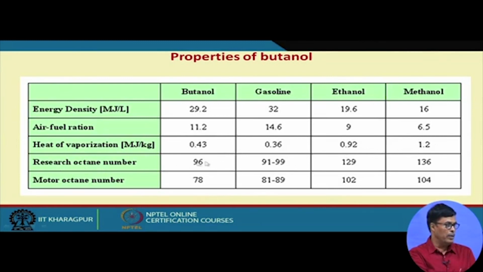And the octane number is also very close to gasoline, but in the case of ethanol, the octane number is quite high. The motor octane number of butanol is also very close to that of gasoline.